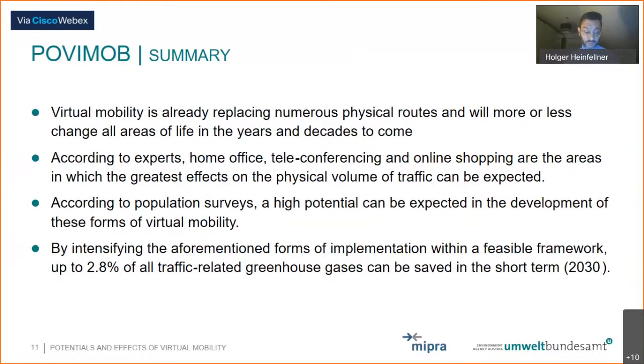And this brings me to the summary of our project. On the one hand, virtual mobility is already, and we know that from online banking and everything that we are doing already, replacing numerous physical routes and will change all areas of life in the years and decades to come. According to the experts, it's mainly home office, teleconferencing, and online shopping that might have the greatest effect on physical volume.